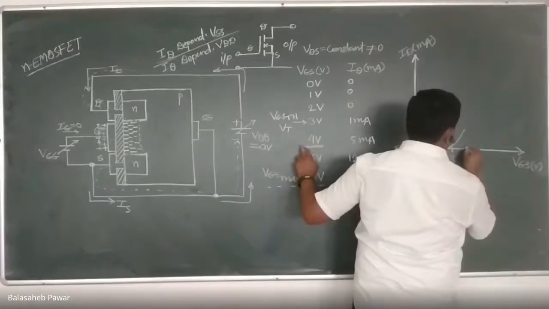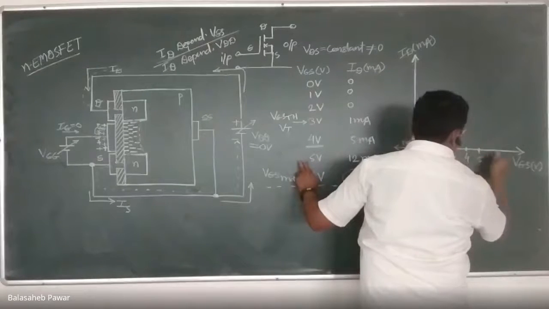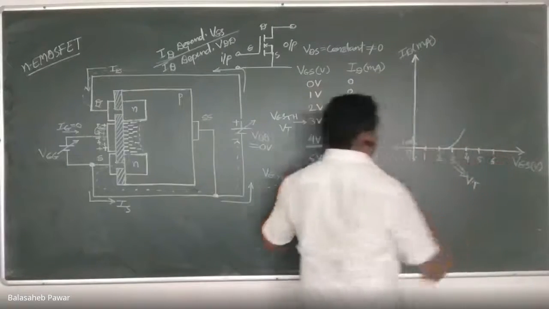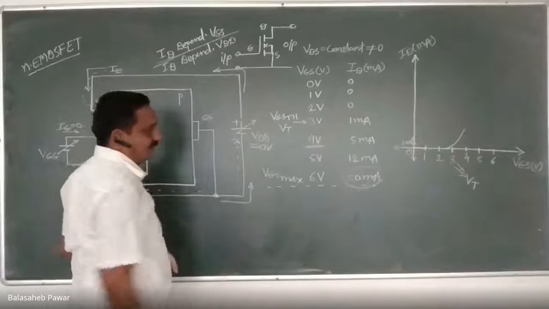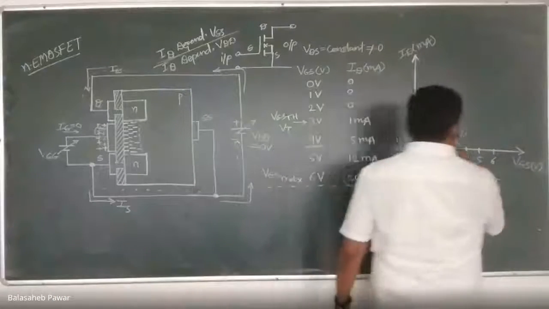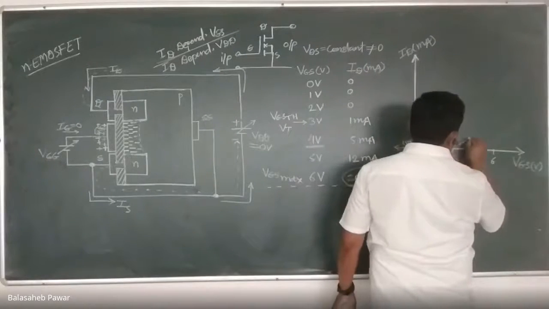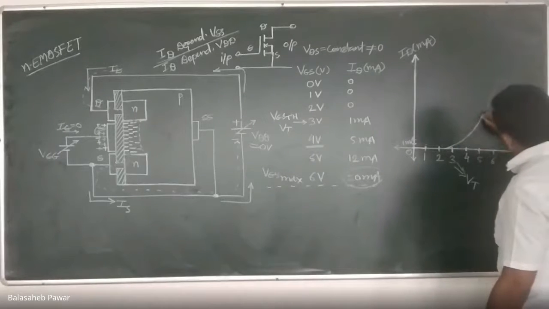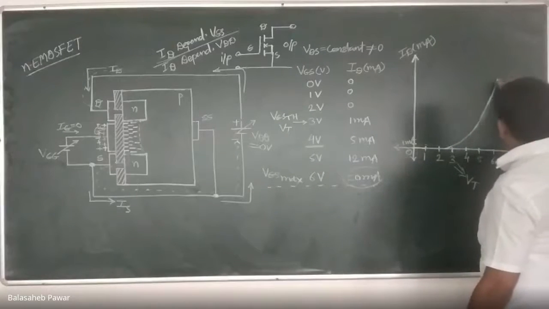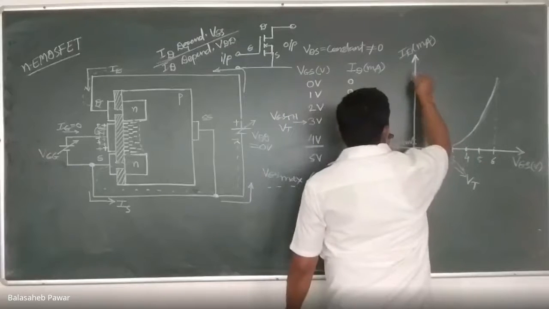I will show it like this. When VGS is 5 and when VGS is 6. 1, 2, 3, 4, 5, 6 volts. And that 6 volts we are considering as VGS max because the current reaches its maximum value. So see what is happening, or how we can plot it now. When VGS is equals to VGS max, current becomes IDSS. Is it clear?